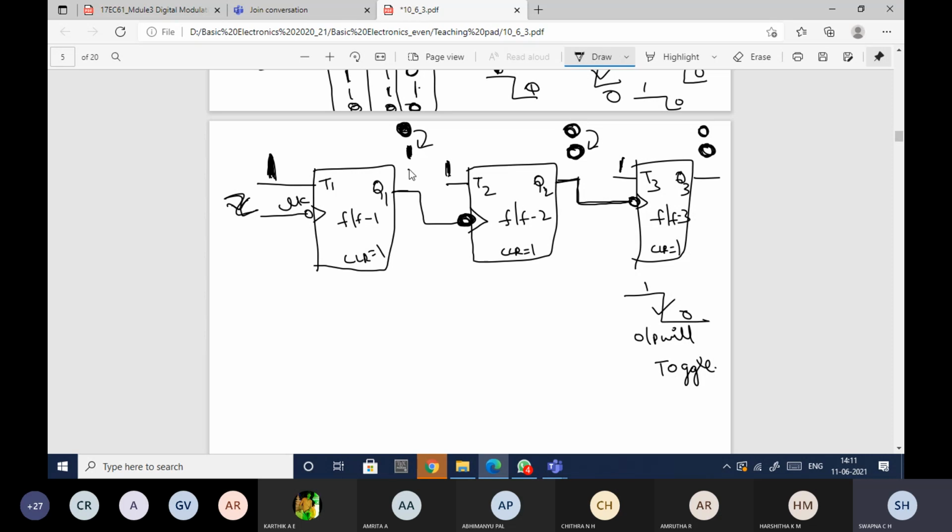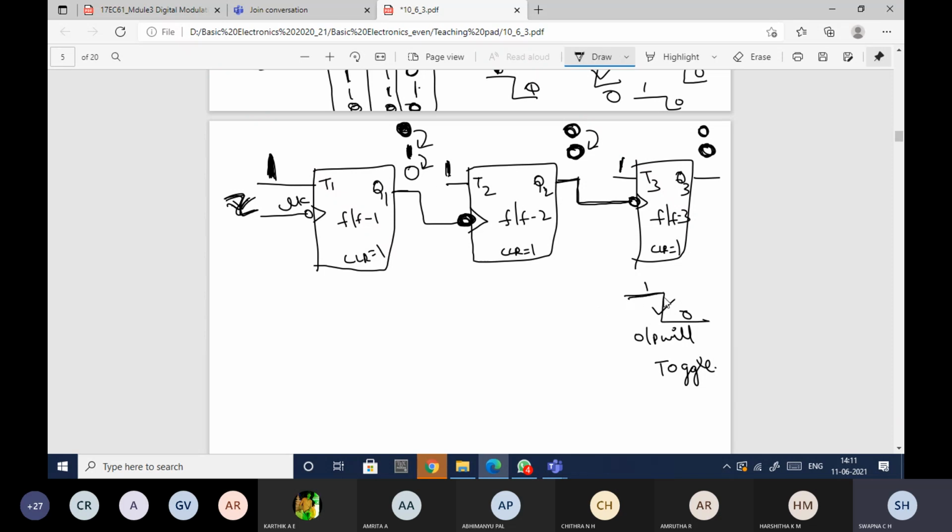It will toggle, right, Nama? I've given the clock signal which is changing from 1 to 0, and I'm also given T value as 1. So what happens to the next state? Present state is 1, so the next state will be equal to 0, right? Yes, ma'am. Okay, so now if you observe, the Q1 is changing from 1 to 0.